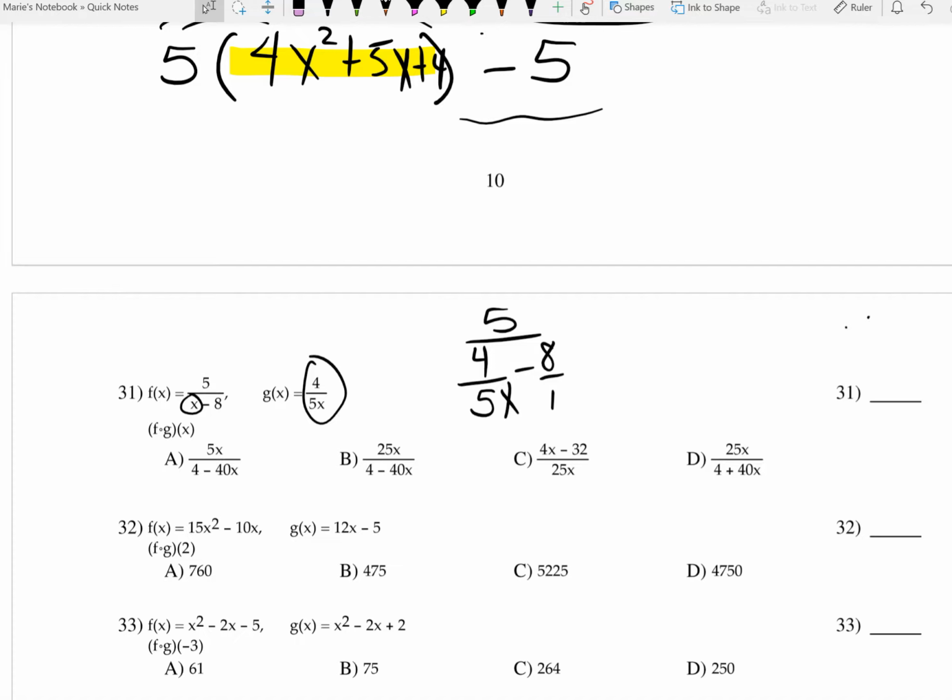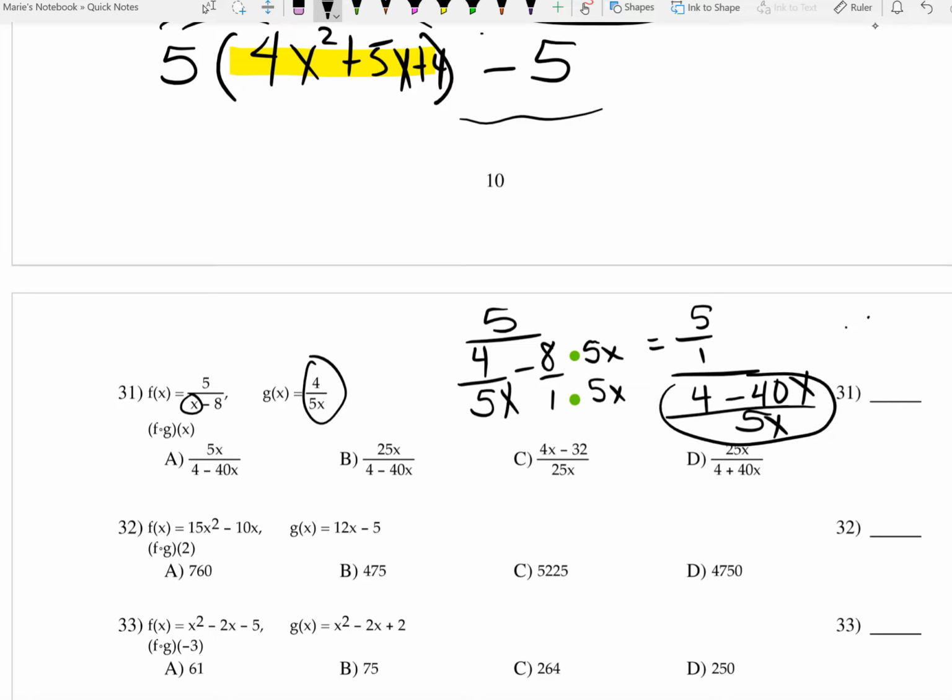So I need a common denominator, so the first thing I'll do is multiply top and bottom by 5x. So I'll multiply here and here by 5x. This becomes 5 over 1 over 4 minus 40x, all of this over 5x. If you recall, keep, change, flip. We're going to flip this fraction, and we get 5 over 1 times 5x over 4 minus 40x. When you multiply across, you'll get 25x over 4 minus 40x, which is answer choice B.